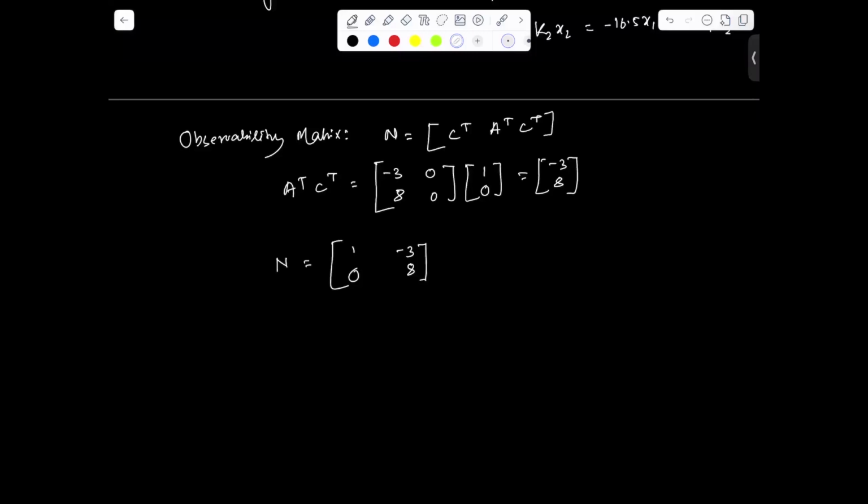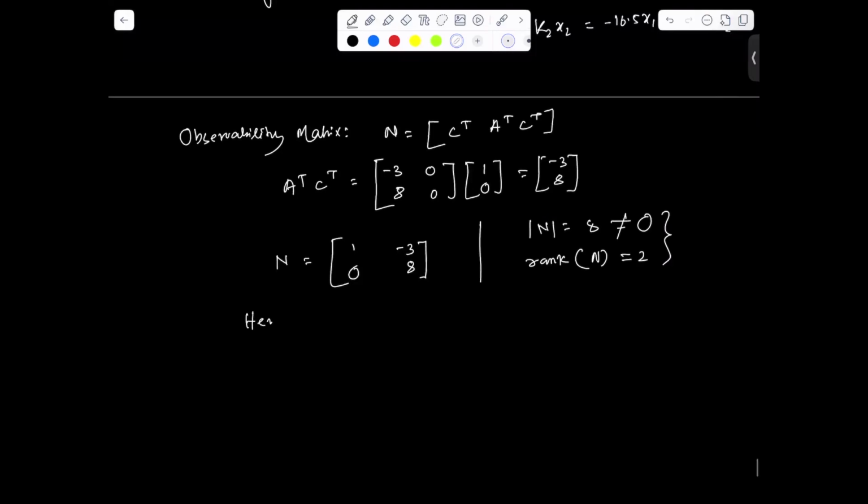Now there are two ways to find whether the system is observable or not. One is to find the determinant, which is found to be 8, not equal to 0, so it is full rank. Another is to find the rank, which comes out to be 2. Both conditions are satisfied, so the system is observable.